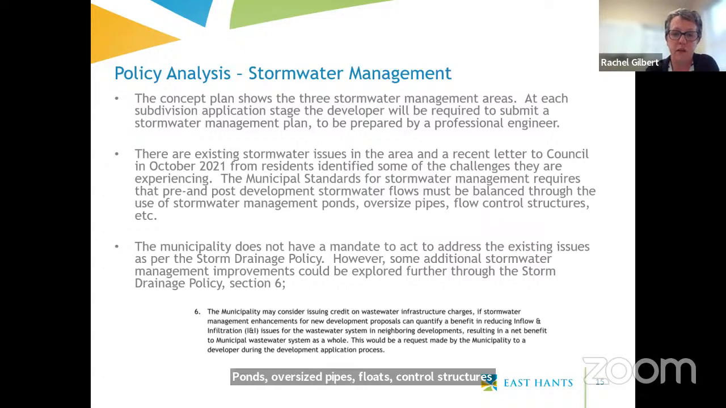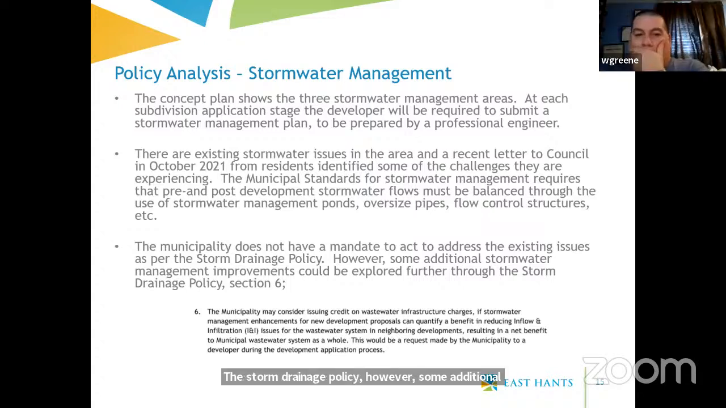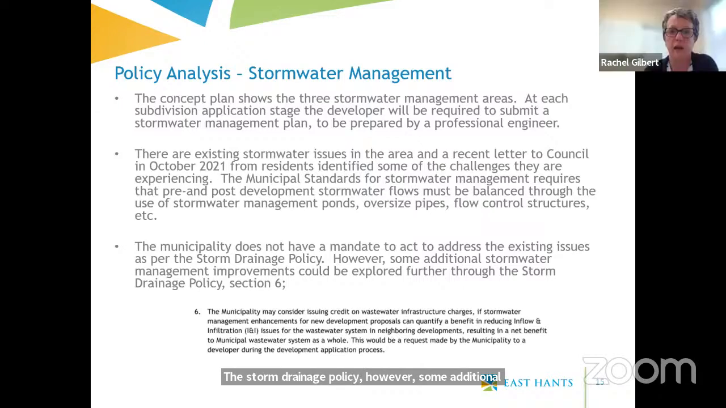So the municipality does not have a mandate to address existing issues as per the storm drainage policy. However, some additional stormwater management improvements could be explored further through the storm drainage policy. So there's an option there to potentially deal with some of those existing issues.